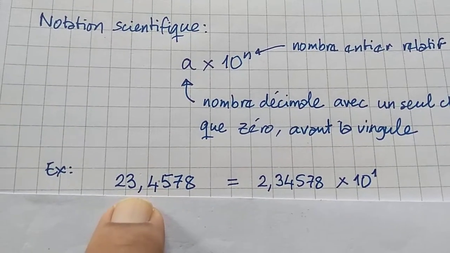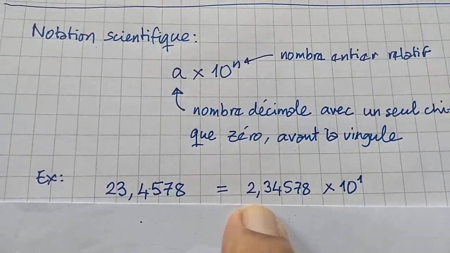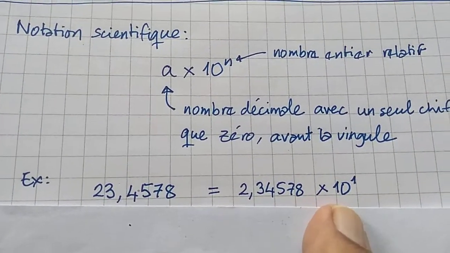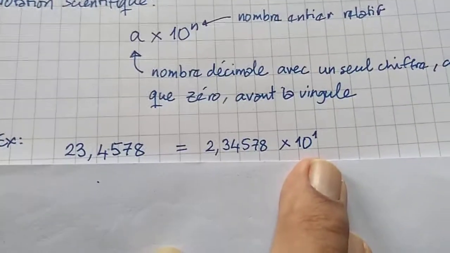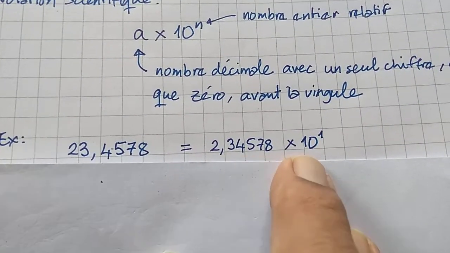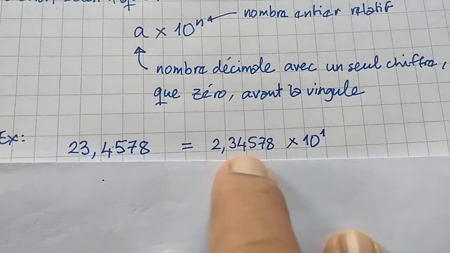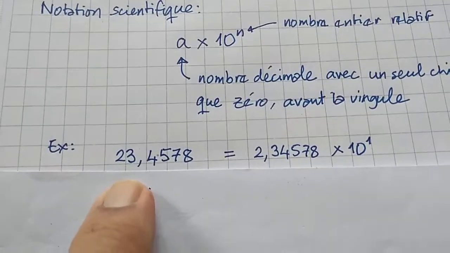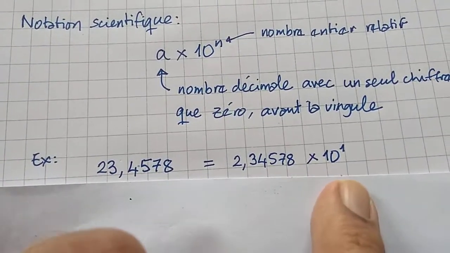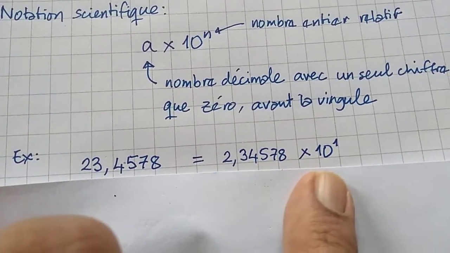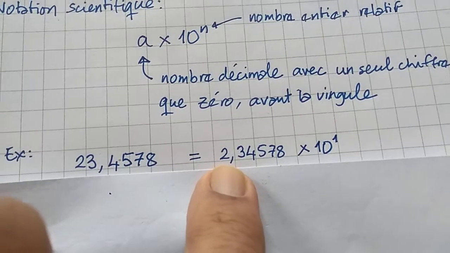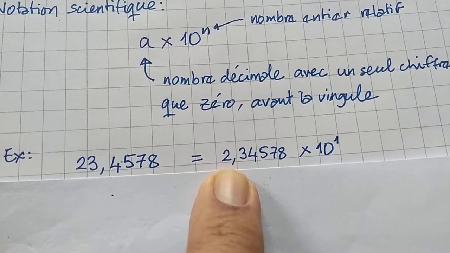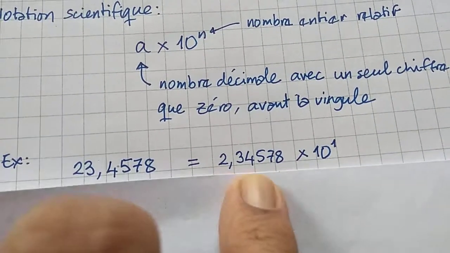So let's take 23.4578, this is a number, you can write it as 2.34578 into 10 to the power 1. If you multiply this number by 10 to the power 1, which is 10, you'll get this number. So the scientific notation of this number is this whole thing. And you see only one digit before the decimal, and that digit is not 0.